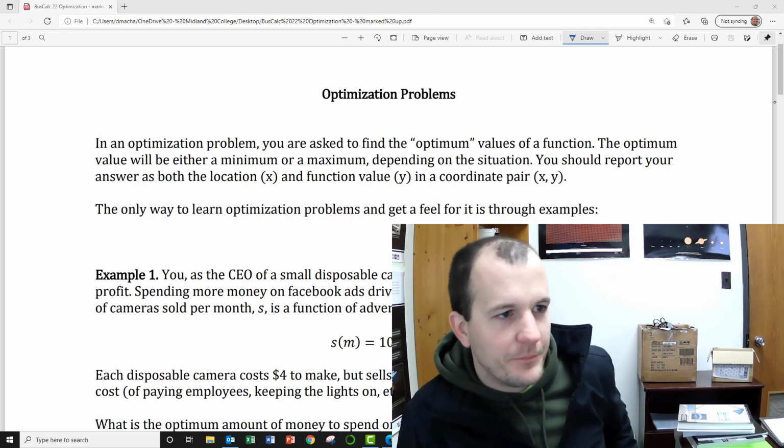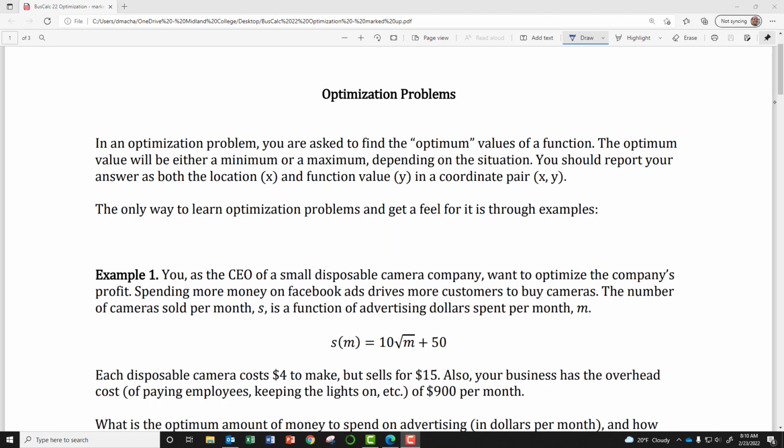And the idea here is that in an optimization problem, you're asked to find the optimum values of a function. But the optimum value is going to be either a minimum or a maximum, depending on what you're trying to do. So like the optimum cost would be the minimum cost, right? And the optimum profit would be the maximum profit. And so depending on the situation, you either want the minimum or the maximum.